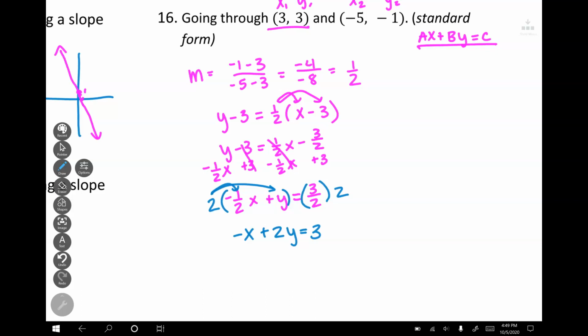So a couple of things you could do here. First of all, you could have multiplied by a negative 2 on both sides and distributed that. A negative times a negative is a positive, so you would have a positive x there. Another option is to just go through the equation and change every sign, right? Because if I multiply the whole equation by negative 1, that would just change every single sign that you see. Okay, so that would make the equation x minus 2y equals negative 3. Okay, so that's your final equation.